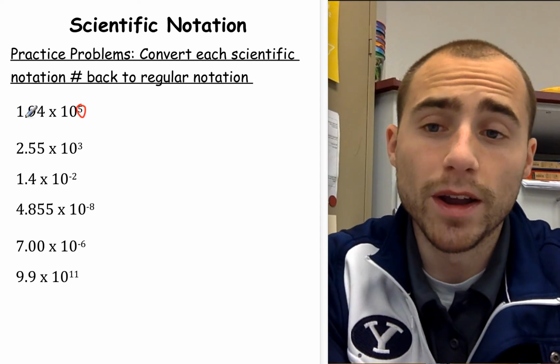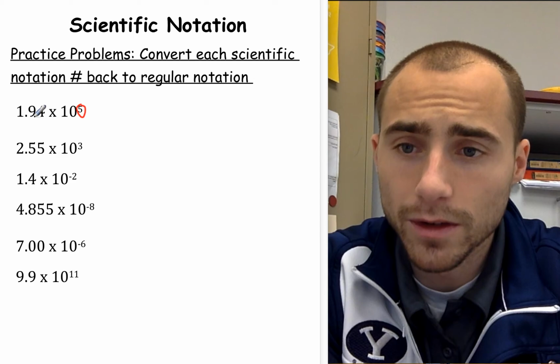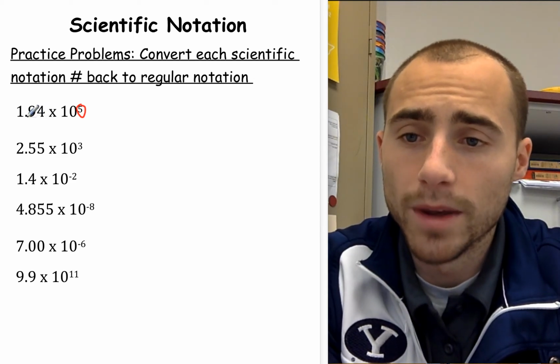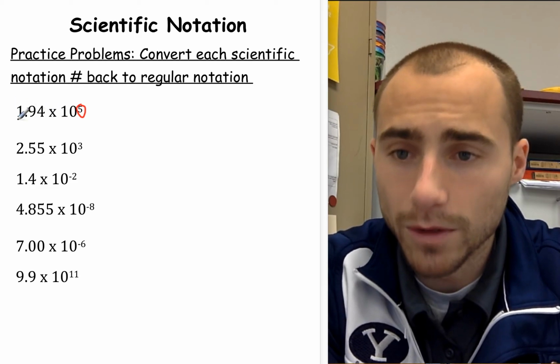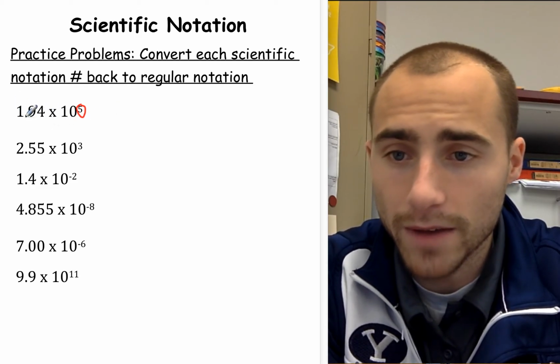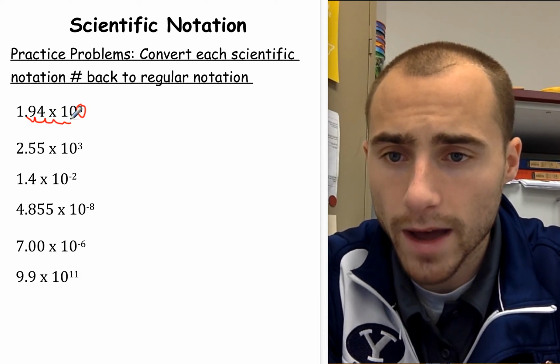Now, if I need a number greater than 1, should I move it this direction or this direction? Well, my number is getting bigger if I move it this direction, and I need a number greater than 1, so I need to move it this direction. So I move it 5 times. 1, 2, 3, 4, 5.